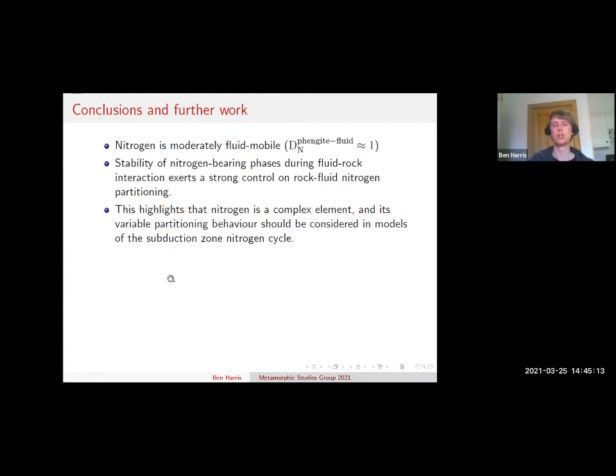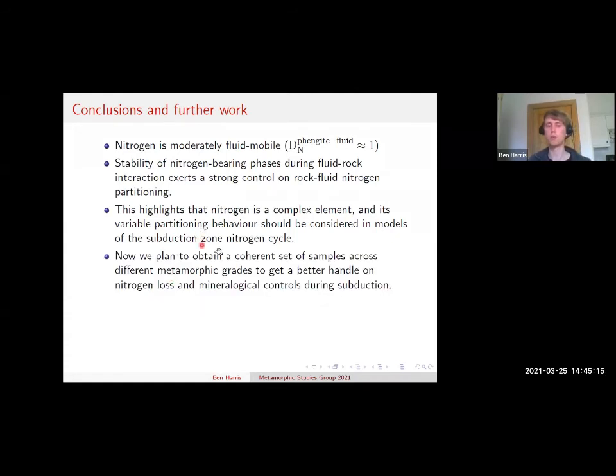nitrogen cycle. So now in future, we want to look at a more coherent set of samples across different metamorphic grades to get a better handle on the mineralogical controls on nitrogen loss during subduction. So thank you, and hopefully there is some time for some questions.